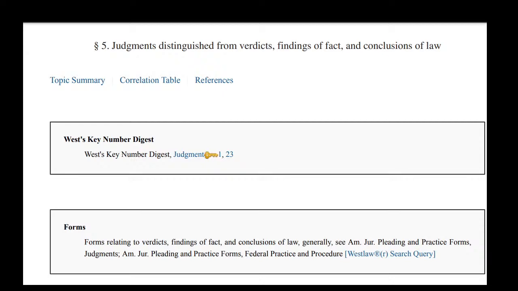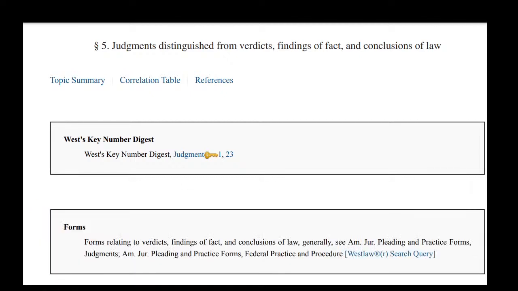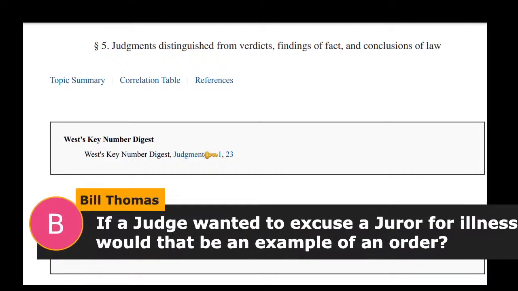Let's go on to the chat here real quick. There's court orders that stop people from recording in a courthouse. Are ways they steal our rights. How are they enforceable? By consent. It would take an action to go against that. And if a judge wanted to excuse a juror for illness, would that be an example of an order? Typically, I believe so, with cause.